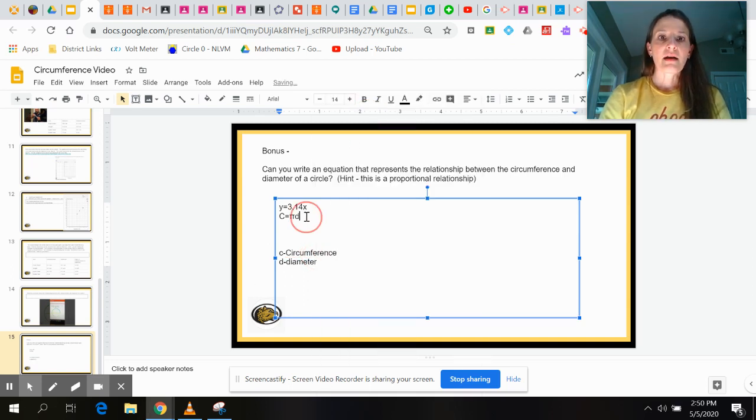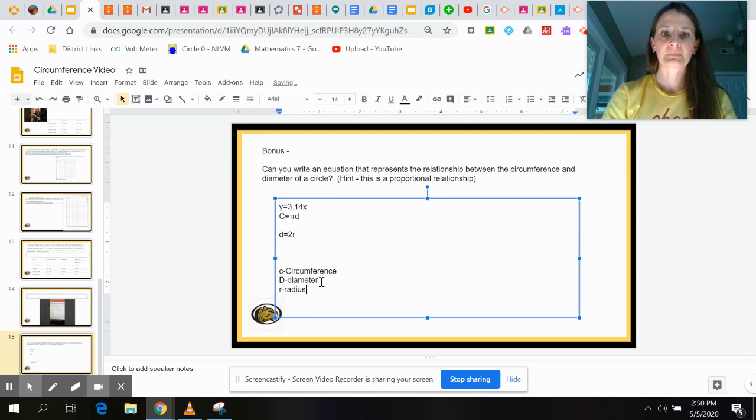All right, now I want to give you a couple more so you're okay with finding the diameter if you're given the radius and finding the radius if you're given the diameter. So diameter is equal to 2 times the radius. So we need to include r being the radius. And the radius is equal to 1/2 the diameter, or you can write d divided by 2, I don't care.